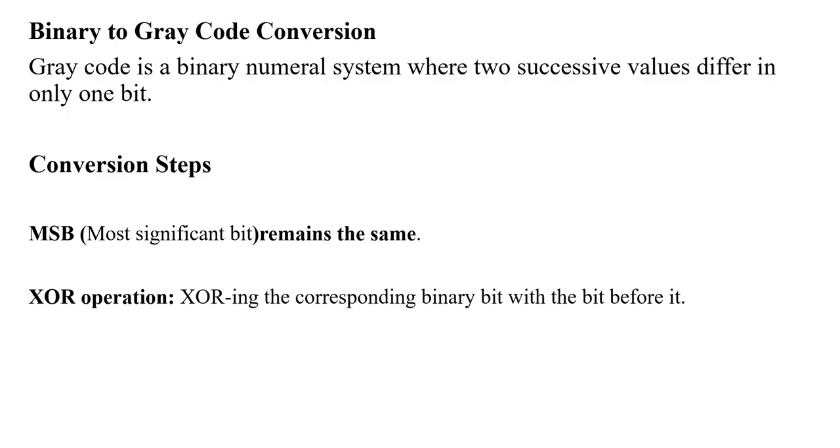The gray code is a binary numeral system where two successive values differ in only one bit. And these are the two steps which are used to convert a binary number to a gray number. The first is that the MSB remains the same, and the second is using the XOR operation. That is, the most significant bit of the gray code is the same as the binary number, and each subsequent bit is calculated by XORing the corresponding bit of the binary number with the bit to its left.